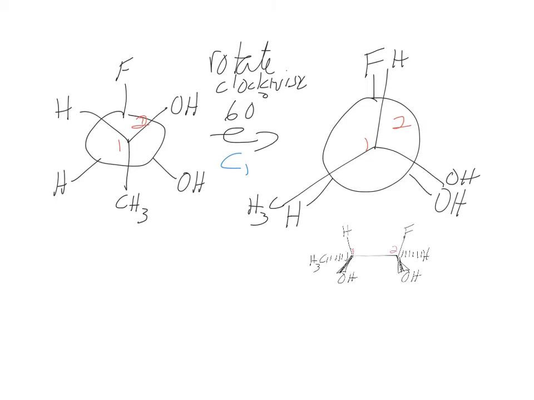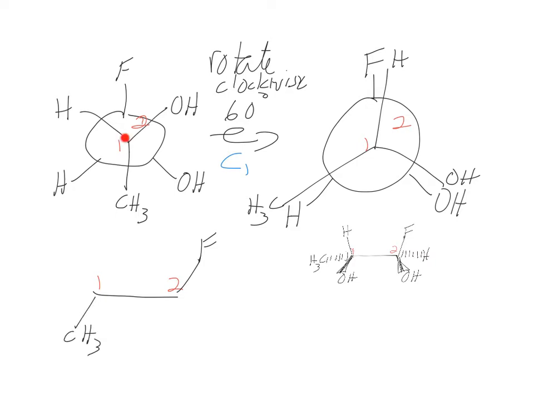All right, let's take a look at this one now. See if we can turn this one into a wedge and hatch. So same starting point, 1 and 2. But now when we look at this, we have something at our head, but also something at our feet. So what's at our head? It's the F, and that's on carbon 2. So that would be there. What's at our feet? CH3. So that'd be down.